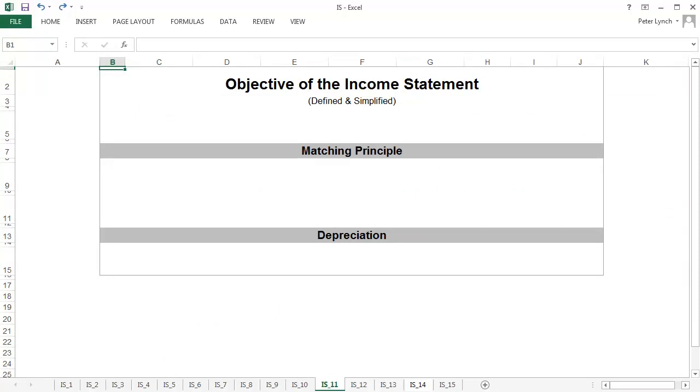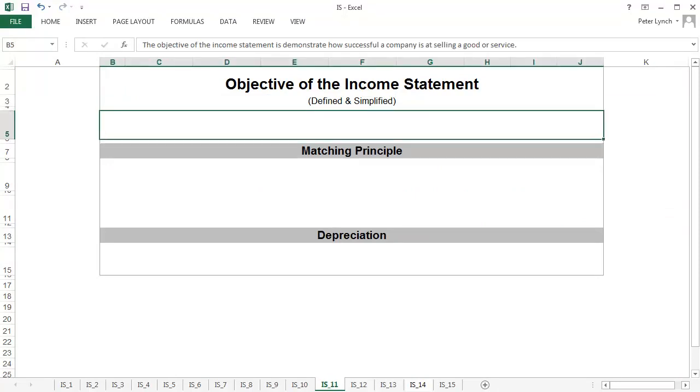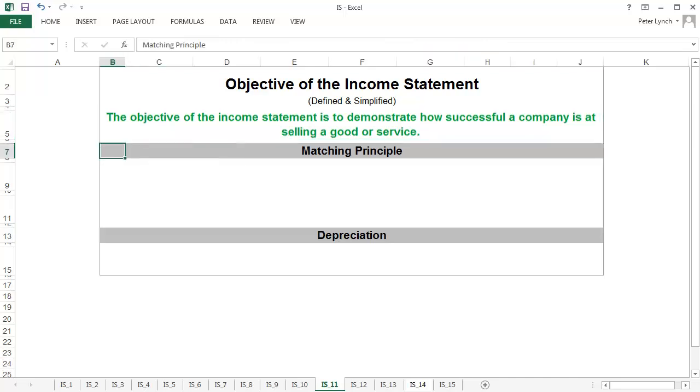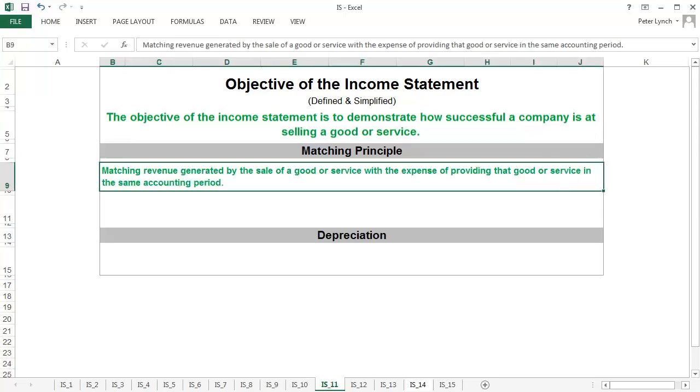With that, I want to return to the objective of the income statement to introduce a couple accounting concepts. So to echo what was said at the beginning of the video, the objective of the income statement is to demonstrate how successful a company is at selling a good or service. The first accounting principle used to better demonstrate this is the matching principle. This is the process of matching revenue generated by the sale of a good or service with the expense of providing that good or service in the same accounting period.